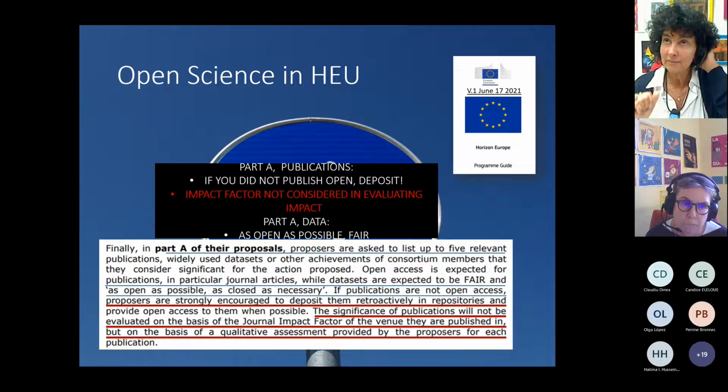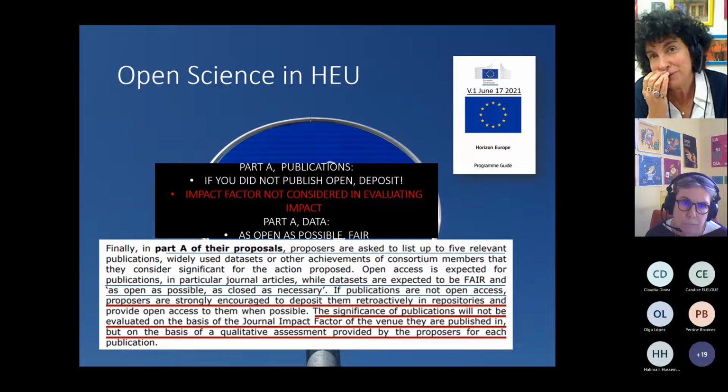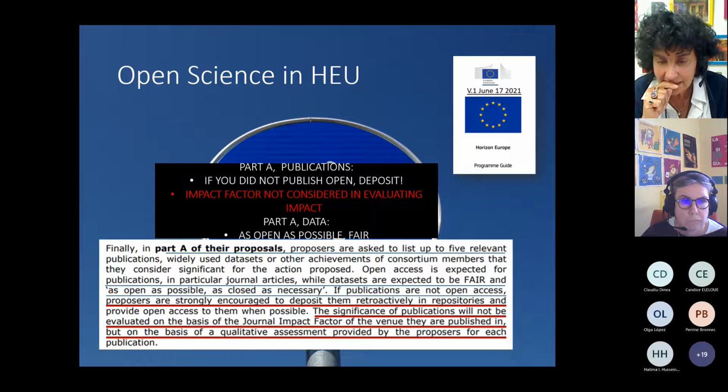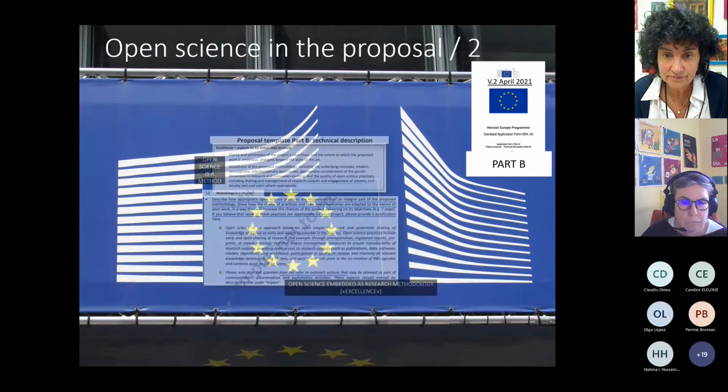I would be happy to say that it will result in a negative judgment if the project officer is a strong project officer. But anyway, don't mention the impact factor because it's not considered, as you can see in the program guide, okay? So impact is meant to be real impact on society, real impact on daily life.